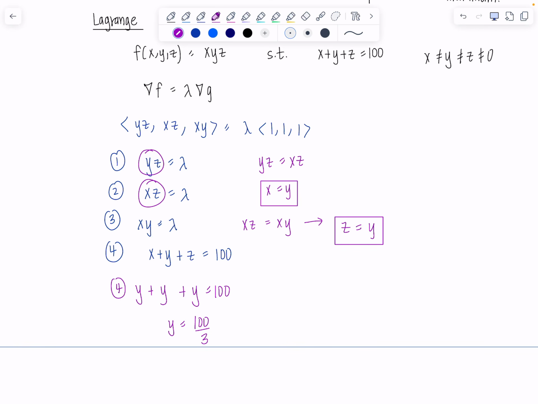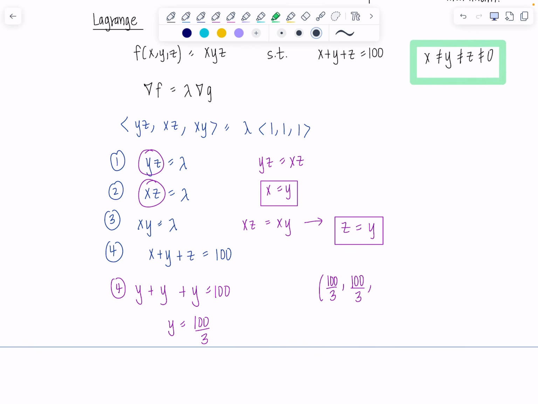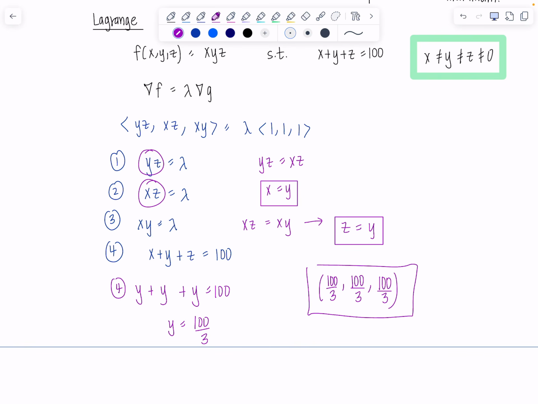What's up, Roy? You said that z can't be equal 0? I wrote this: none of them can be 0. Why can none of them be 0? Because what are we trying to optimize? The maximum. So if one of them is 0, the product is 0, and the product would not be a max. Okay, good?